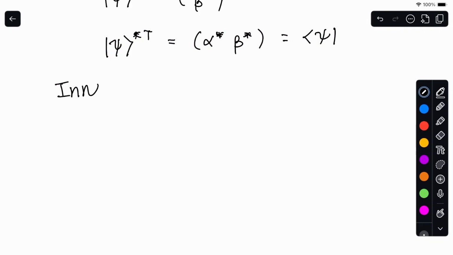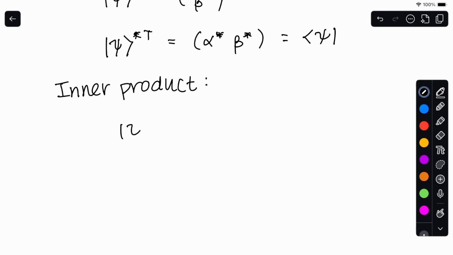So what can we do with these type of things? We can do a lot of fun mathematical operations. One example is the inner product. You may have heard of something called the dot product. So you can take the dot product of two vectors. This is just a more generalized version of the dot product.